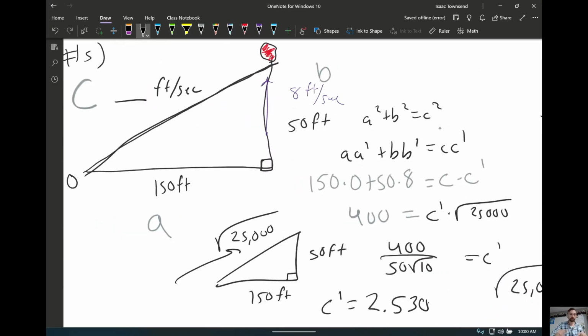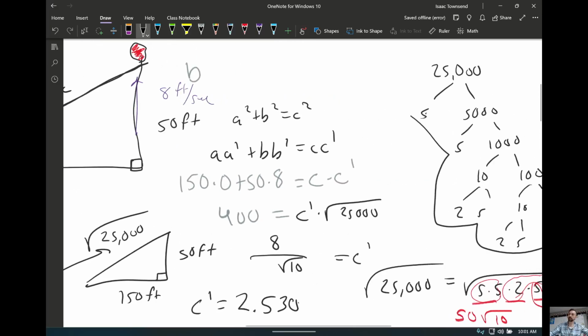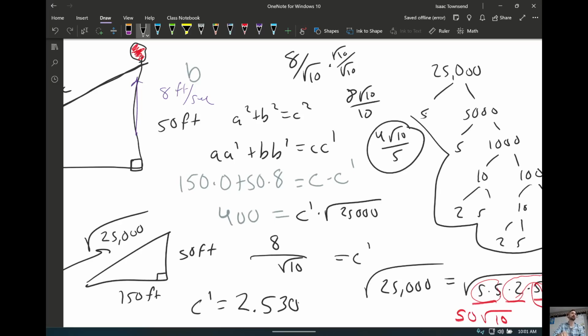And then if you reduce this, 400 over 50 would be 8. And then 8 over the square root of 10, you could rationalize. You could multiply the top and the bottom by the square root of 10. That would give you 8 square root of 10 over 10. And then when you reduce that fraction, you get 4 square roots of 10 over 5. That's where they made it look like that.